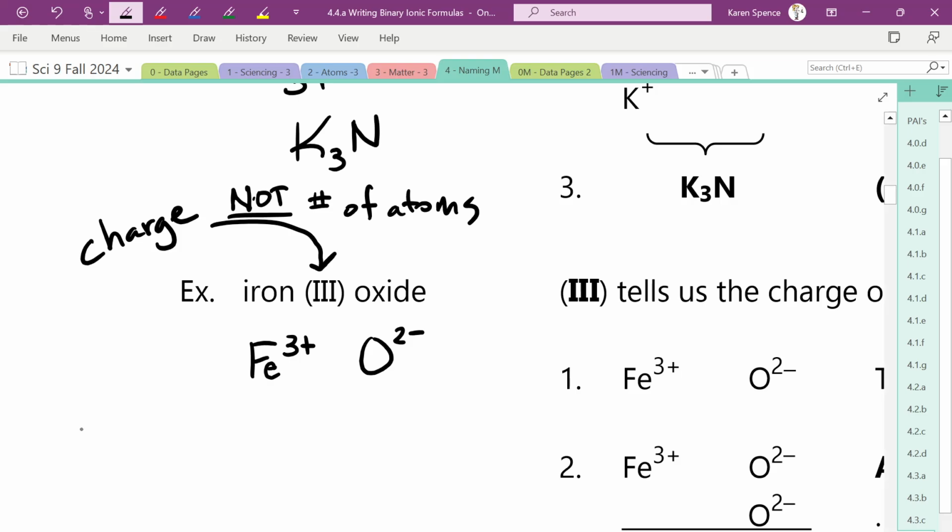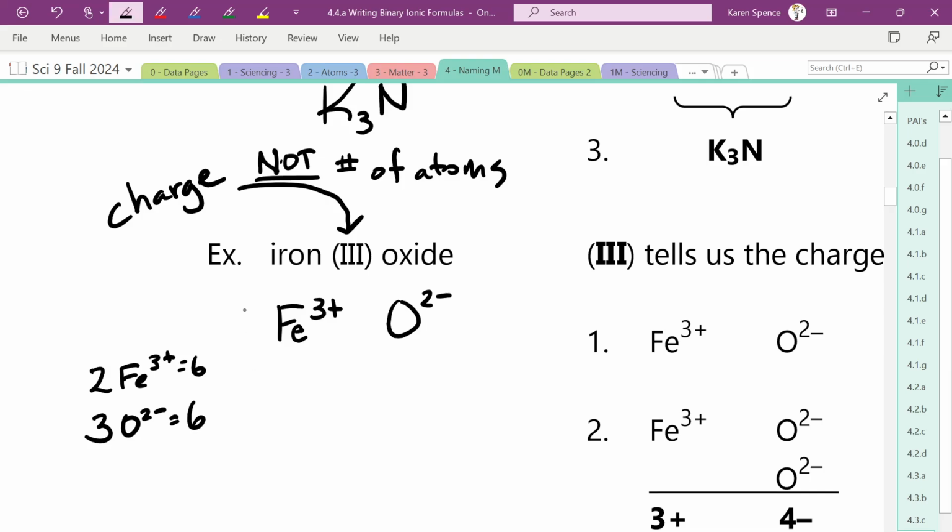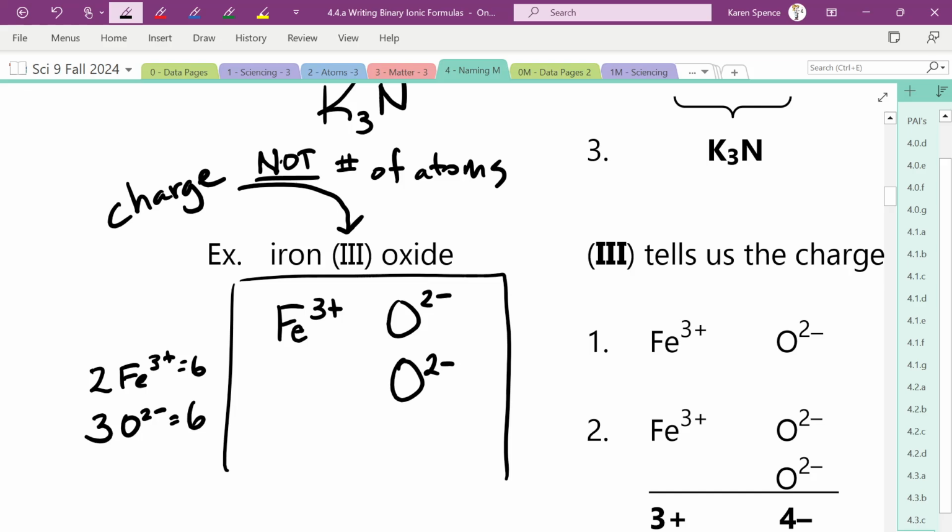So I would need to have 2 Fe3 pluses to give me 6, and I would need to have 3 O2 minuses to give me 6, right? But if you prefer a sort of more concrete way of doing it, you can say, at this point, if I just have this here, I don't have enough negative charge right now, yeah? I have more positive than negative. So I'm going to add another oxygen. But now that gives me 4 negative.